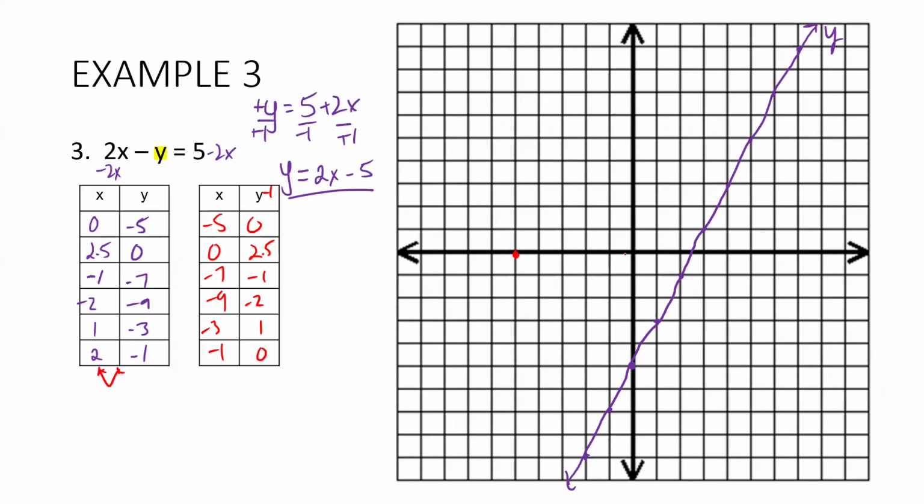Let's try that again. 0 and positive 2.5. And then we were at -7, -1. And I could keep going. And we're at -9, -2. We're at -3 and +1.